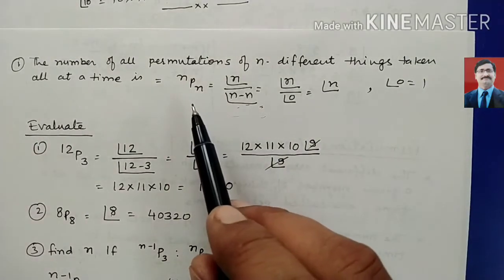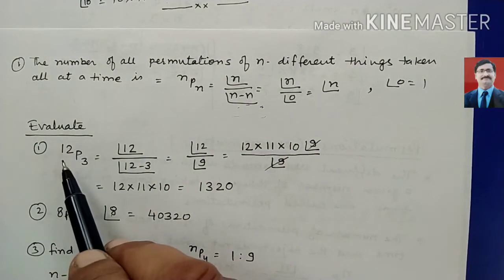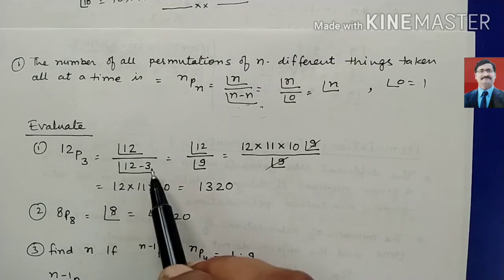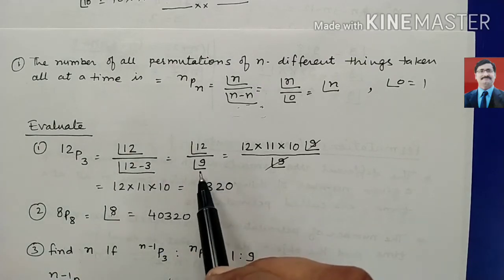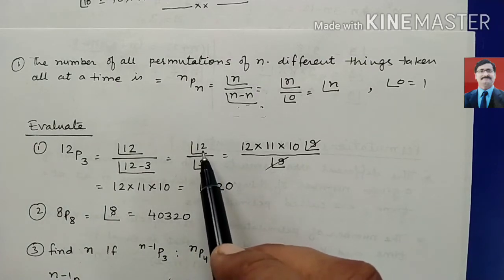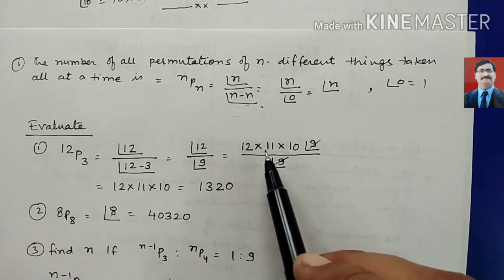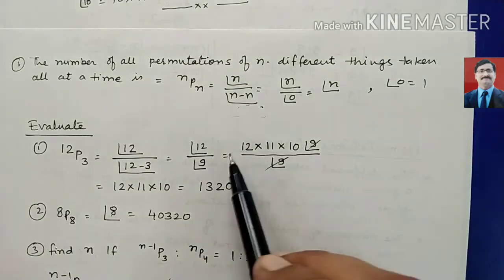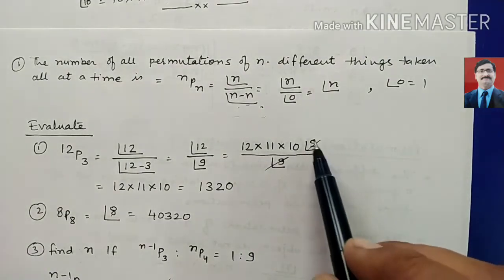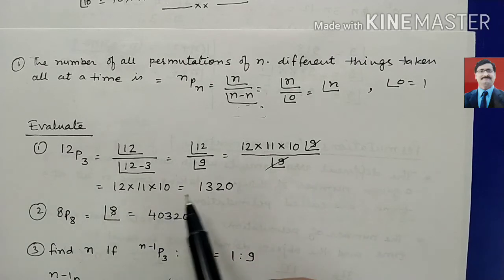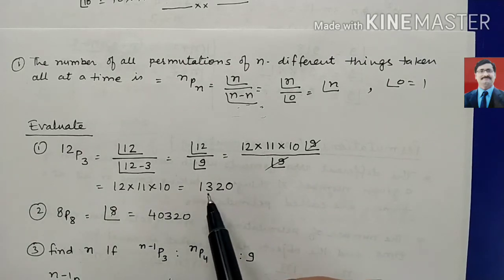Okay, so look here, evaluate this question. We evaluate 12P3 equal to factorial 12 upon factorial (12 minus 3), factorial 12 upon factorial 9. Okay, factorial 12 you can open up to factorial 9. So we can write here 12 into 11 into 10, we write in decreasing order, and then we get factorial 9. Factorial 9 we can cancel. We get here 12 into 11 into 10, and that will be 1320.